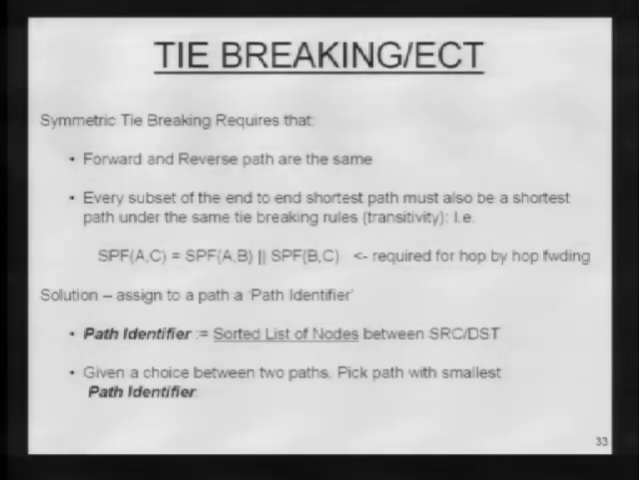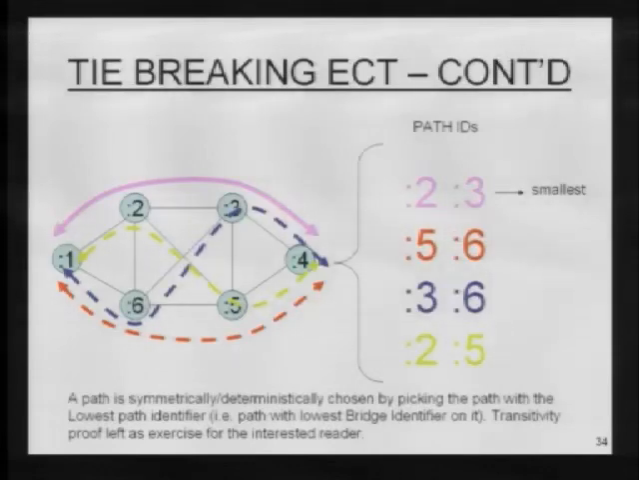So if I have a choice of several equal cost paths, the distributed tie-breaking rule is, for one of the algorithms, to pick the path that has the smallest path identifier. And so here's what that looks like. If I have these 4 different paths, the path identifier for the purple path is 2, 3. The path identifier for this red path on the bottom is 5, 6 because it's sorted, and likewise 2, 5 here for this orangey yellow one, and the blue one is, of course, 3, 6.